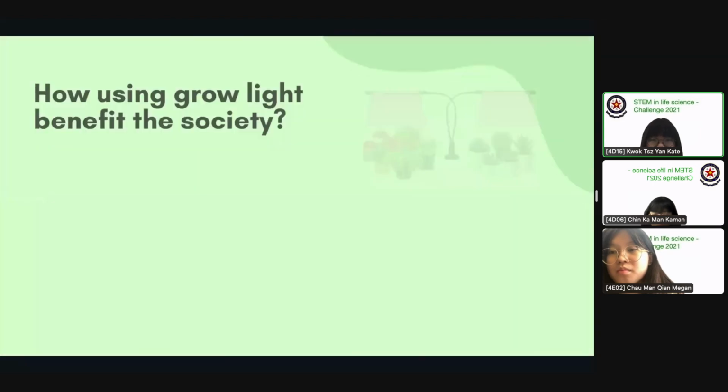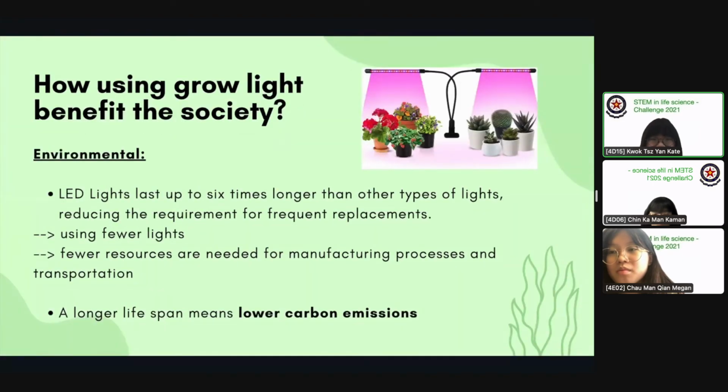To the environment, grow lights such as LED lights last up to 6 times longer than the other types of light. A longer lifespan means lower carbon emissions. The requirement for frequent replacement reduced and fewer resources are needed for manufacturing process and transportation.